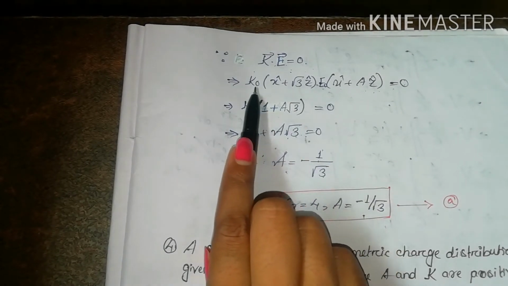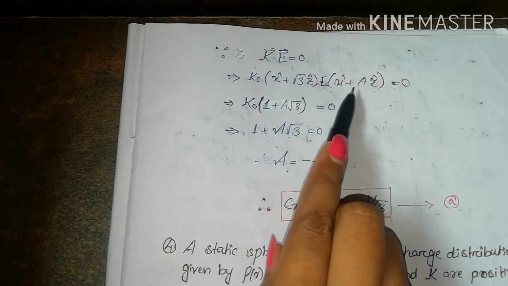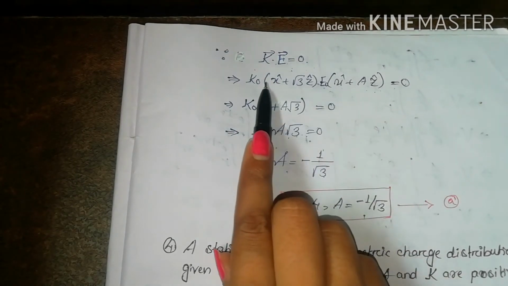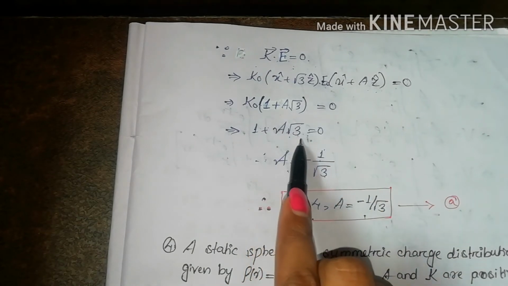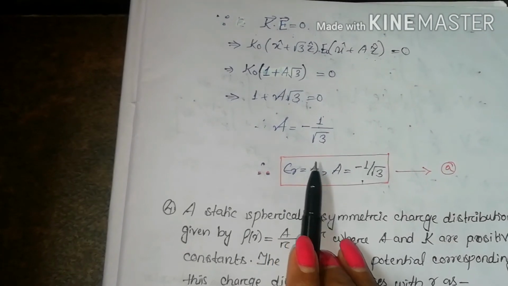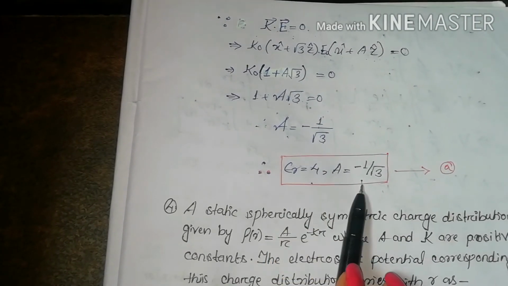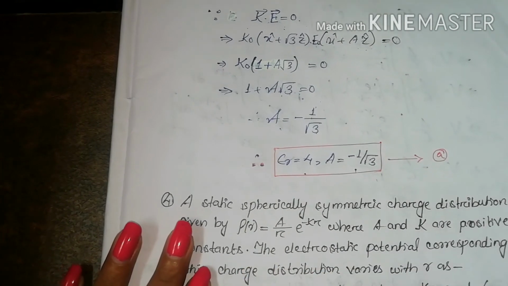Now K is equal to K naught times (X cap plus root 3 Z cap), and E is equal to E naught times (X cap plus A Z cap). Finally, this K naught E naught will vanish, and we will have 1 plus A root 3 equal to 0, which gives us A equal to minus 1 by root 3. So this is the value of A here, and epsilon R was 4. So the correct option is option A.